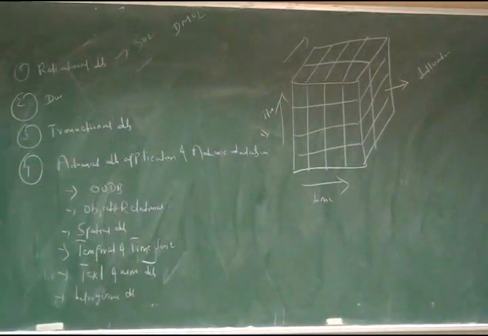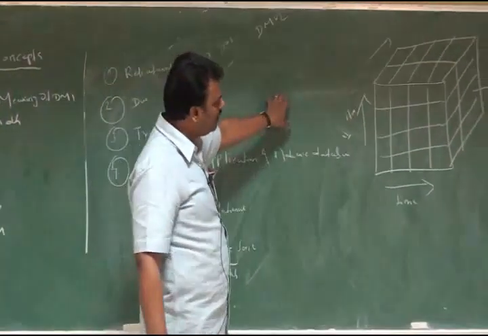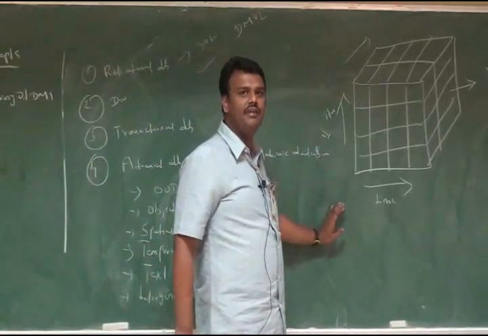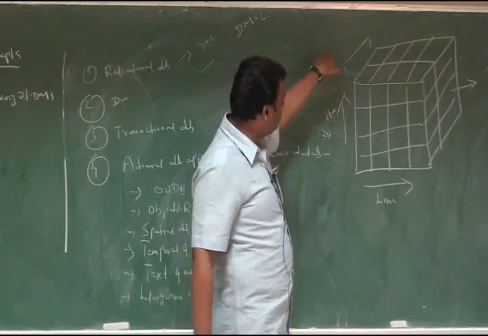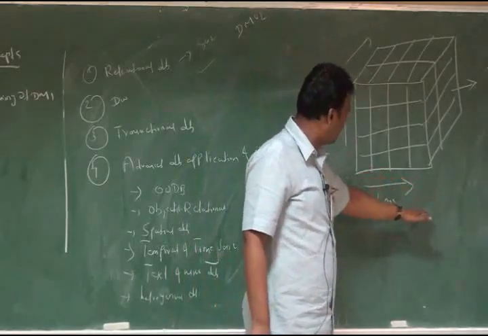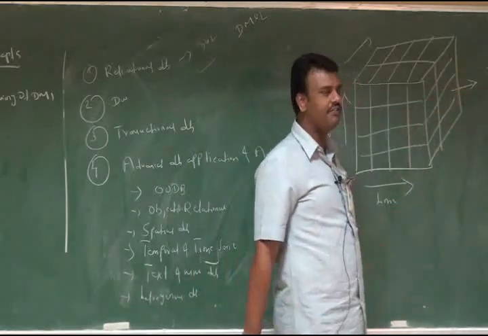But what do you mean by data warehouses? The data warehouses can be purely modeled by the multi-dimensional database structure. The multi-dimensional database structure has different dimensions, and each and every cell stores different values.